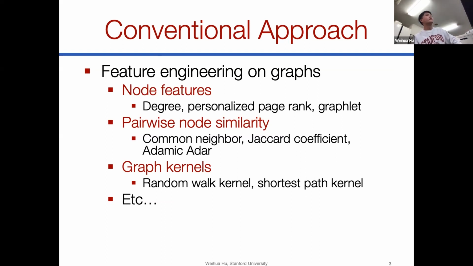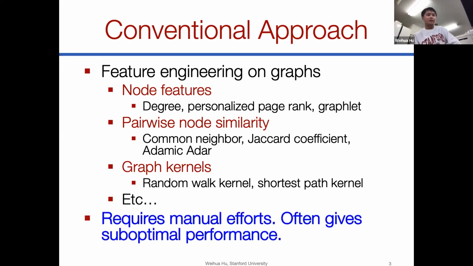However, these approaches do allow us to make a prediction over graphs. The issue here is that this approach requires manual efforts on feature engineering, and as a result, this often gives us a suboptimal performance because maybe it's really hard and time-consuming to find the optimal feature for the given task.